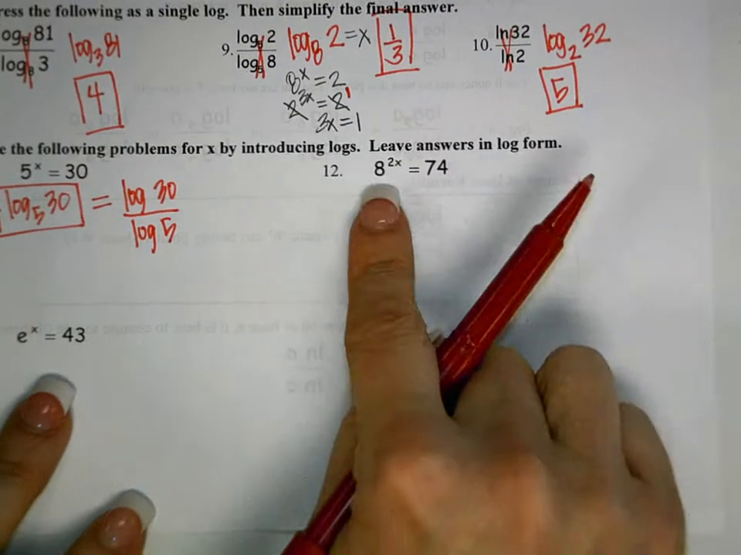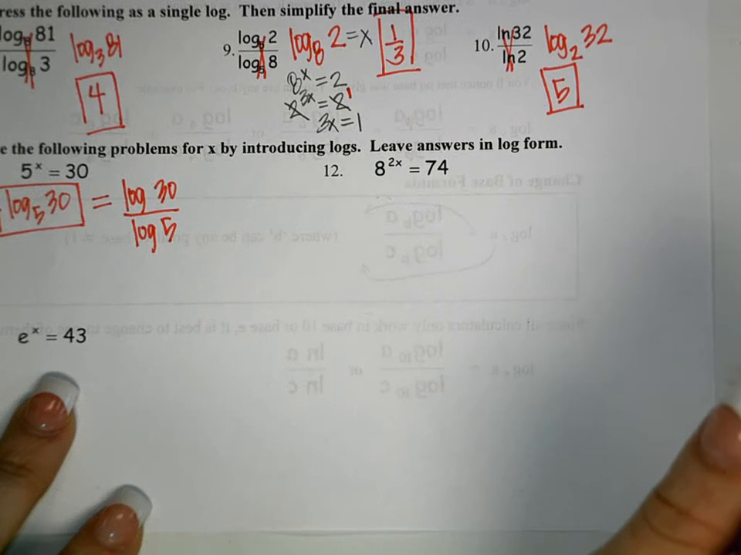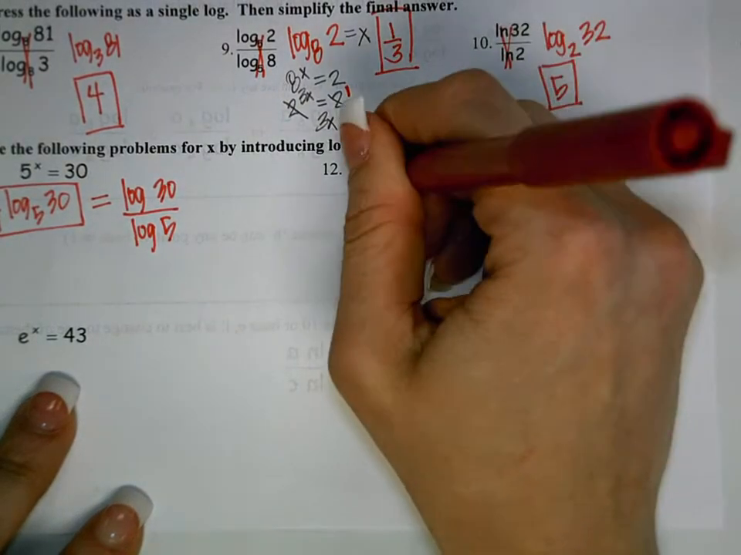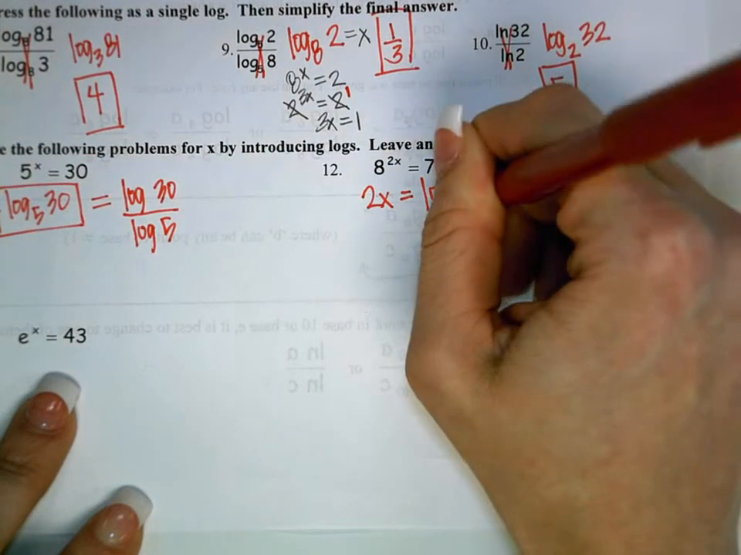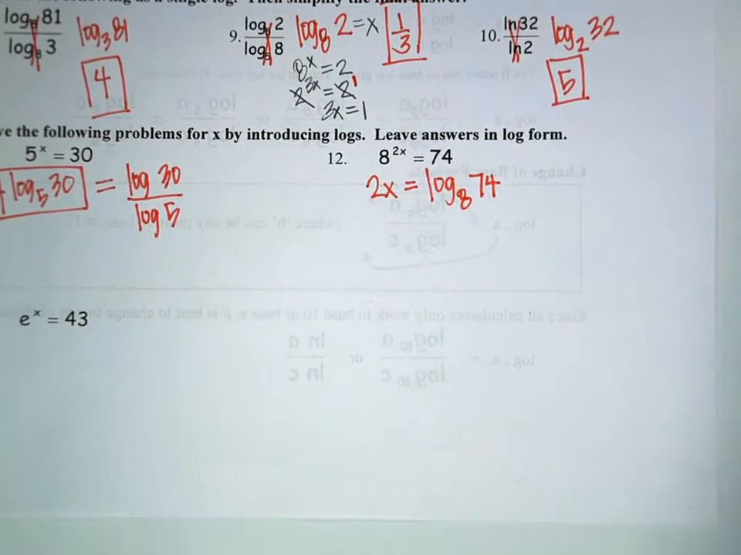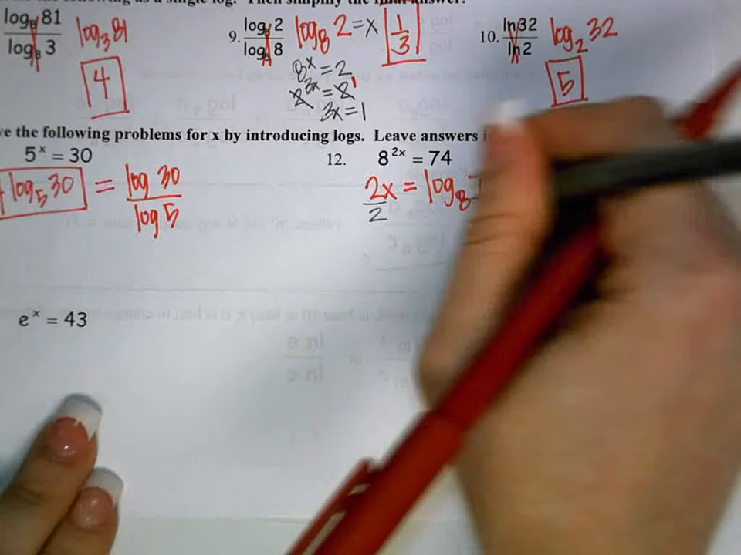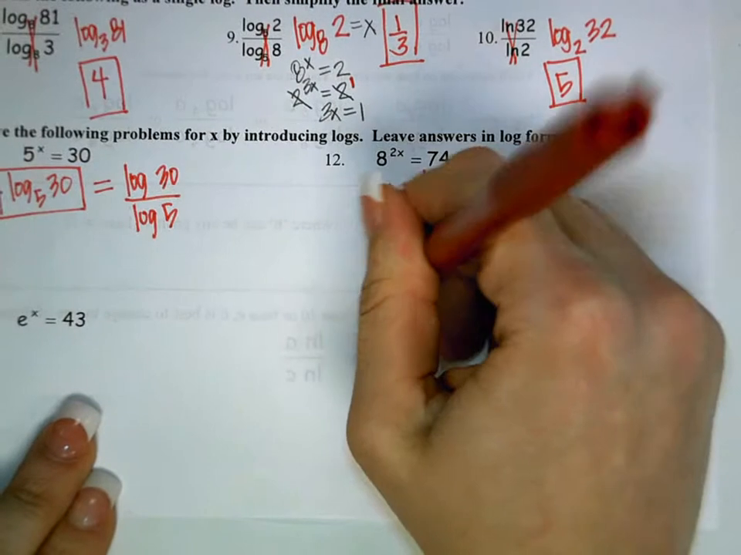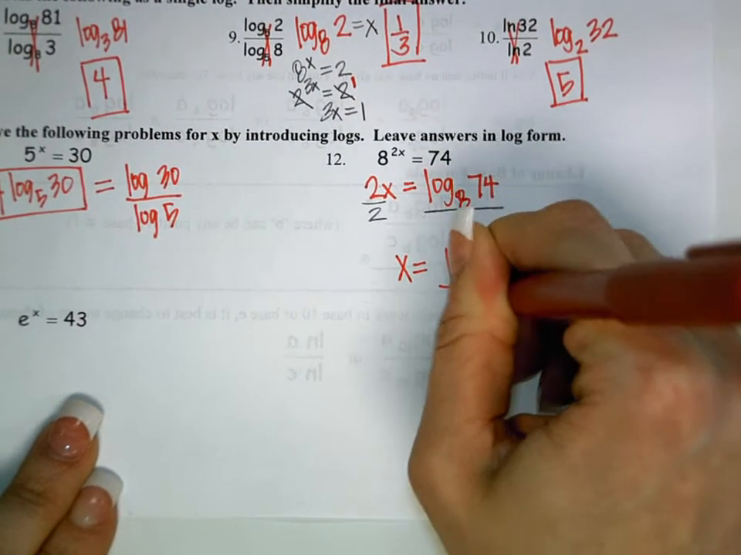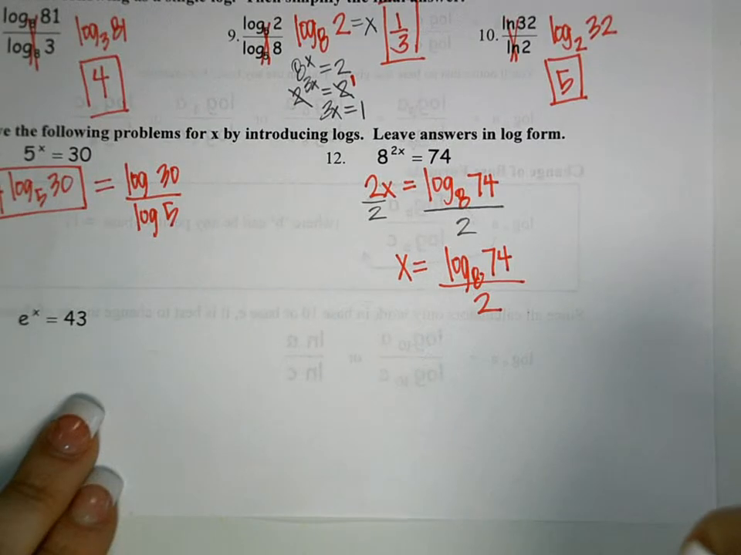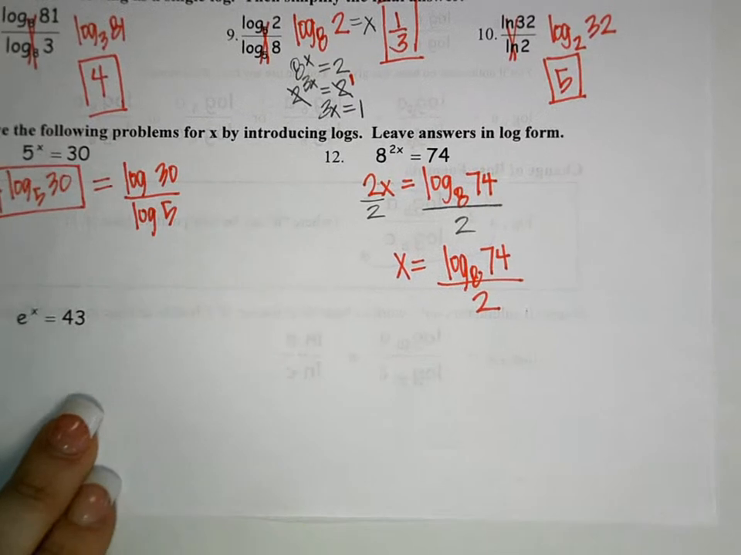Okay, number 12. 8 to the 2x equals 74. Where do you think I start? Log. Rewrite it in log form, right? So 2x equals log, what's my base? Base 8 of 74. How do I get that x by itself? Divide by 2. That is your answer. x equals log base 8 of 74 over 2. Do not reduce because you can't. Yes, that's your answer. And you're done.